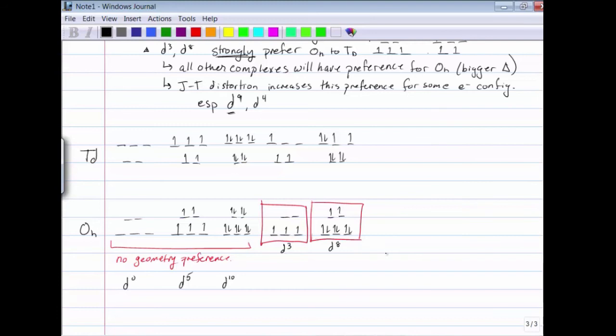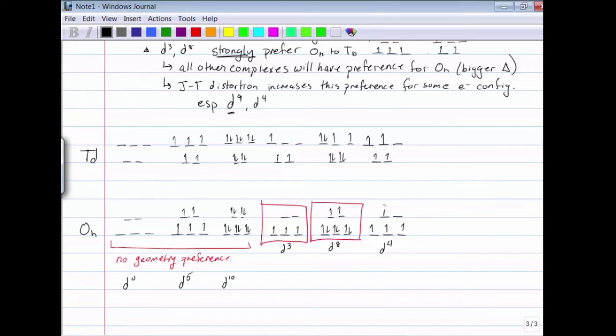For d4, low spin, or high spin, actually, let's just call it d4. It doesn't matter right now what you do because either way you draw the electron configuration, you'll still see that there's a preferred geometry for octahedron.